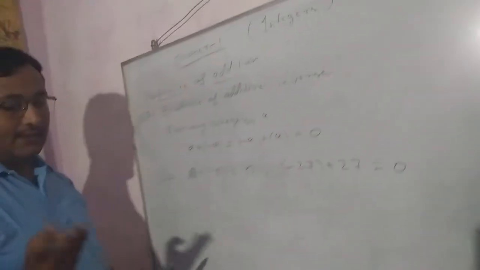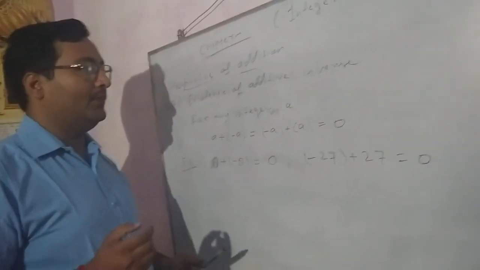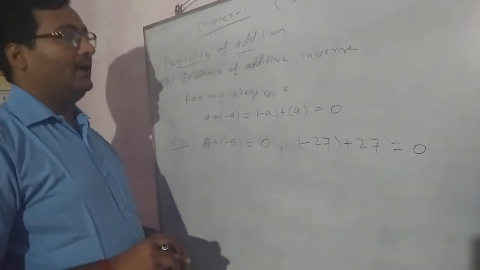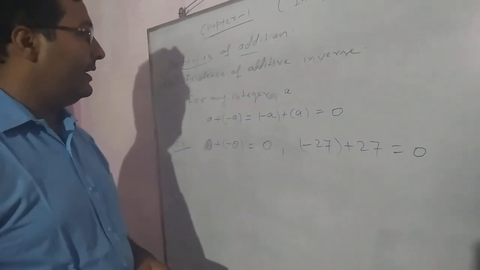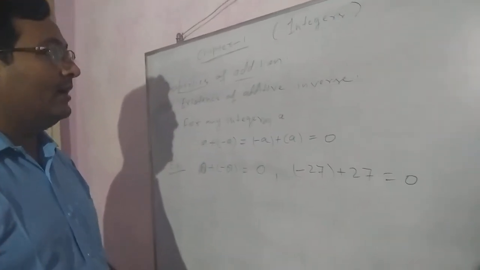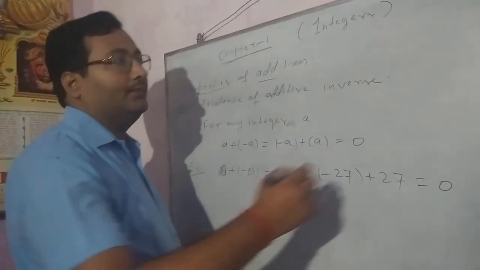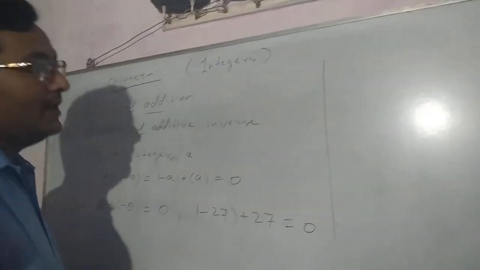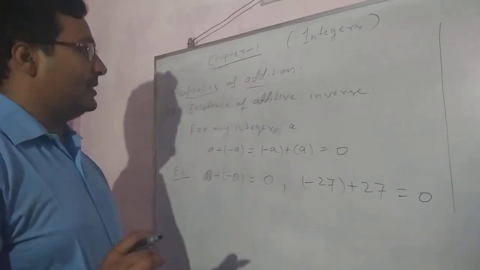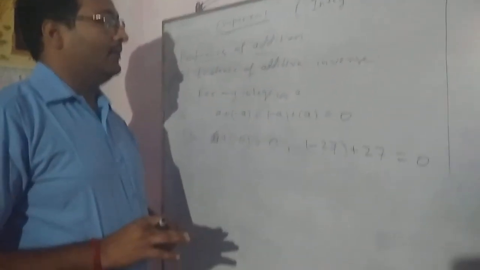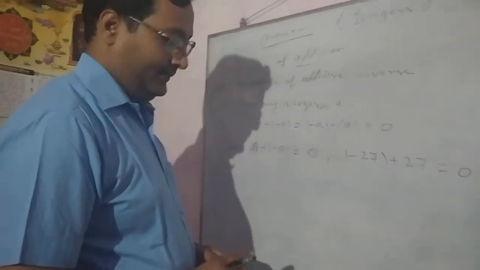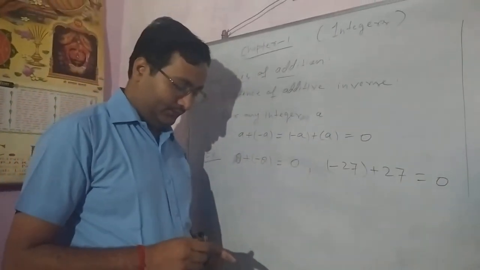We have discussed closure property, commutative property, associative property, existence of identity, and existence of inverse. Okay, and now we have 3 topics left. That means the properties for the subtraction, the properties for the multiplication and division. So in the next video we will discuss that. Okay.